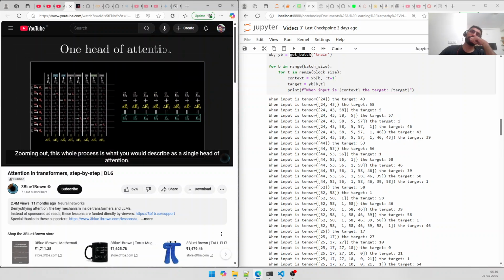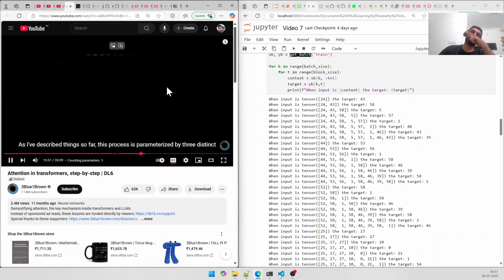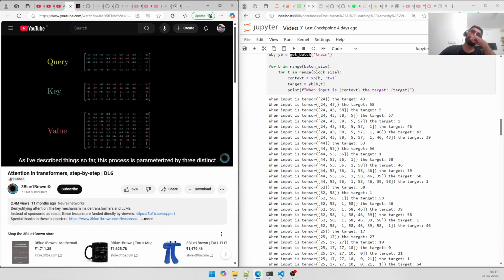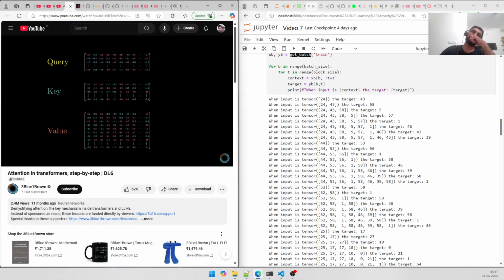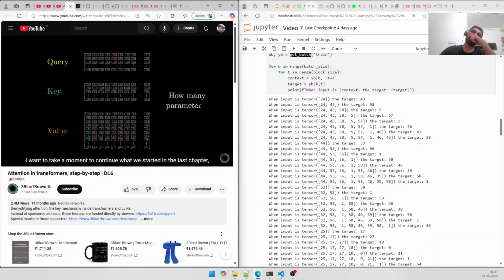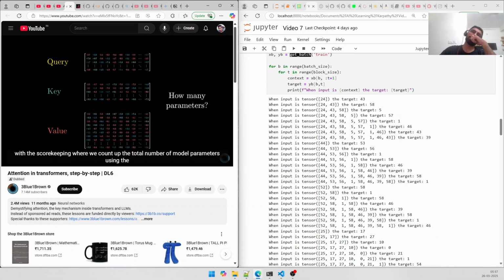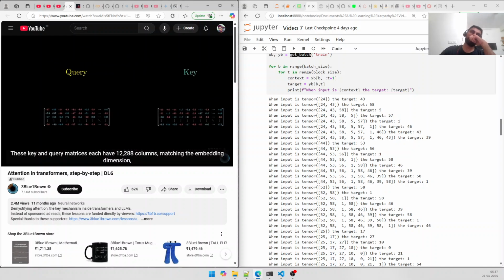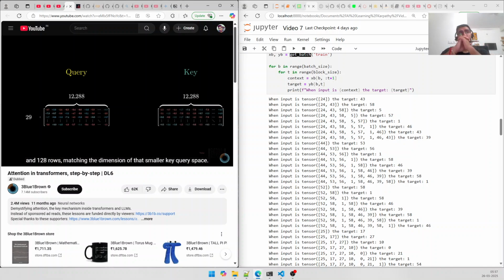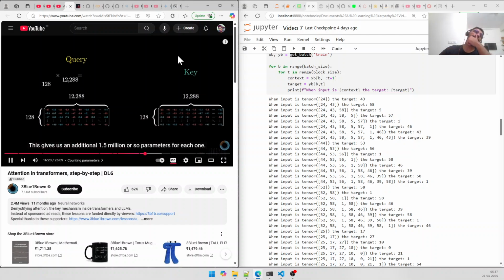Zooming out, this whole process is what you would describe as a single head of attention. As I've described things so far, this process is parameterized by three distinct matrices, all filled with tunable parameters: the key, the query, and the value. I want to take a moment to continue what we started in the last chapter with the scorekeeping, where we count up the total number of model parameters using the numbers from GPT-3. These key and query matrices each have 12,288 columns, matching the embedding dimension, and 128 rows, matching the dimension of that smaller key query space. This gives us an additional 1.5 million or so parameters for each one.